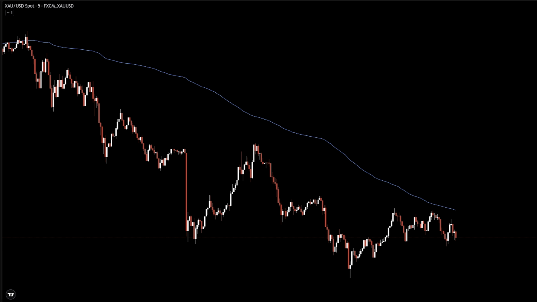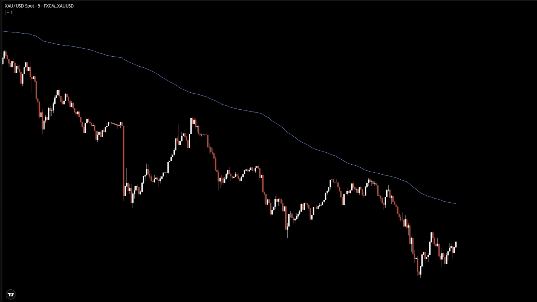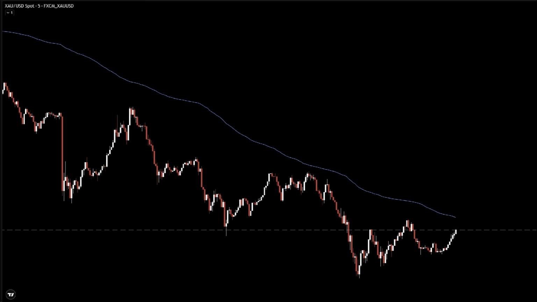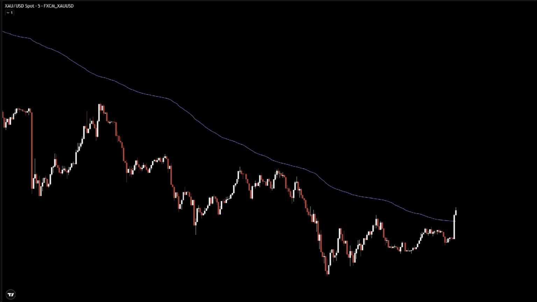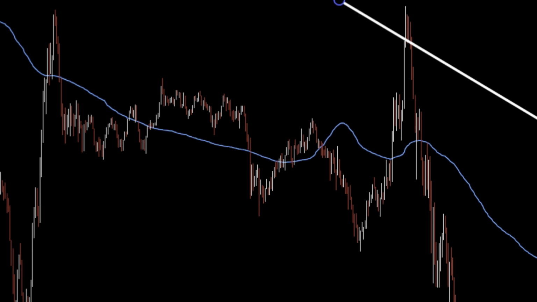Watch what happens when I change the settings. The line smooths out completely. No more erratic movements. No more false signals every 5 minutes. This is now showing you real trend, not the noise. But hold on, because even with this smoother line, we still have a massive problem with this trading system.